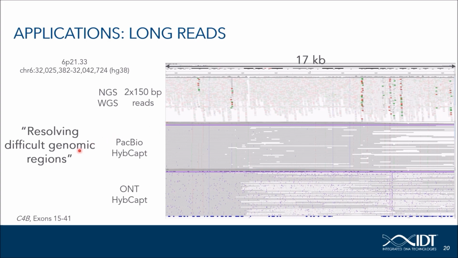This is another example for why long-read capture enrichment could potentially be the key for resolving difficult-to-sequence areas in your application. Here you see a screenshot from IGV with short-read whole genome sequencing as well as PacBio and Oxford Nanopore hybridization enrichment experiments. The sample sequenced is the human genome 001, the reference sample of the Utah Mormon mother.